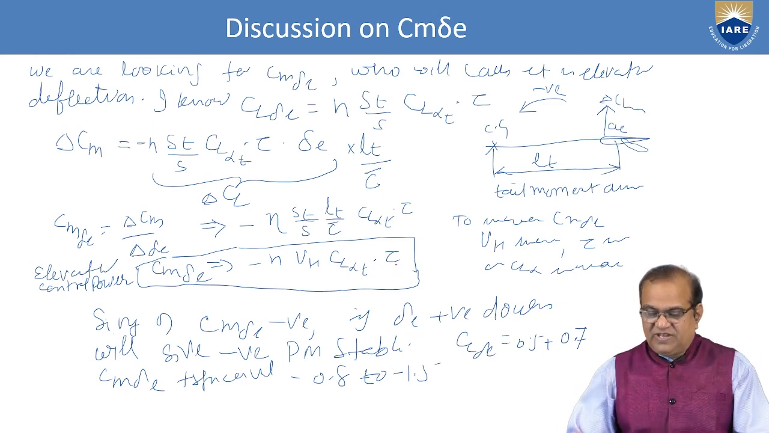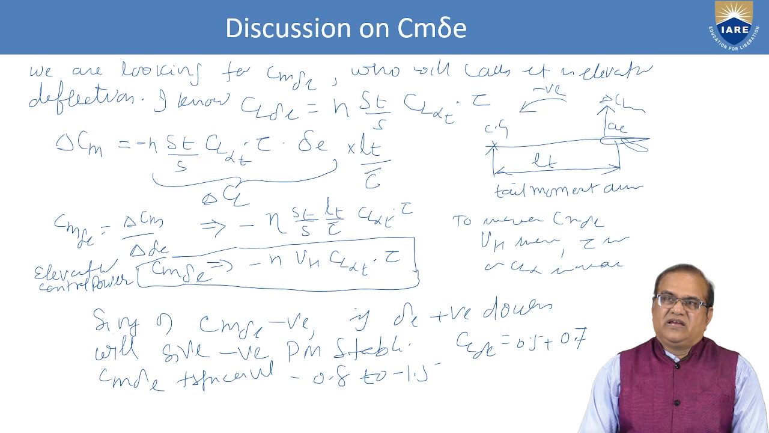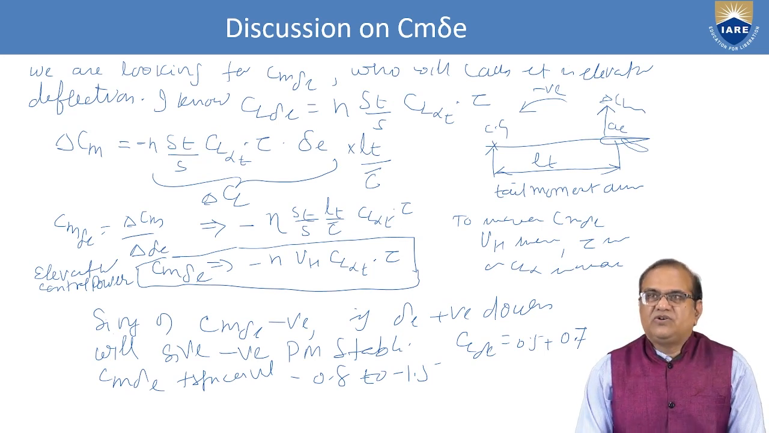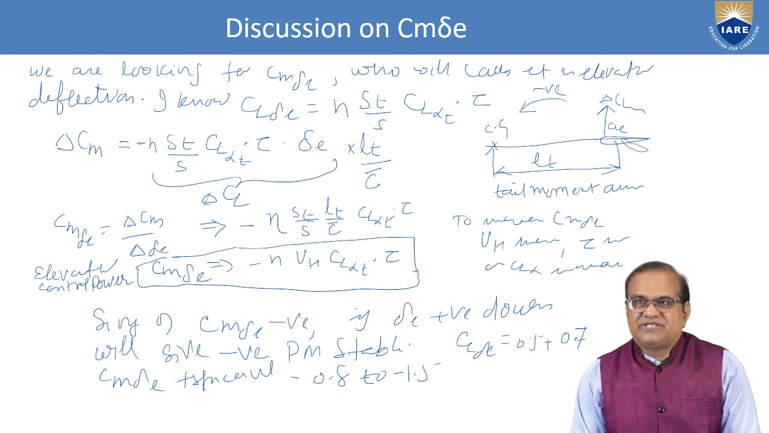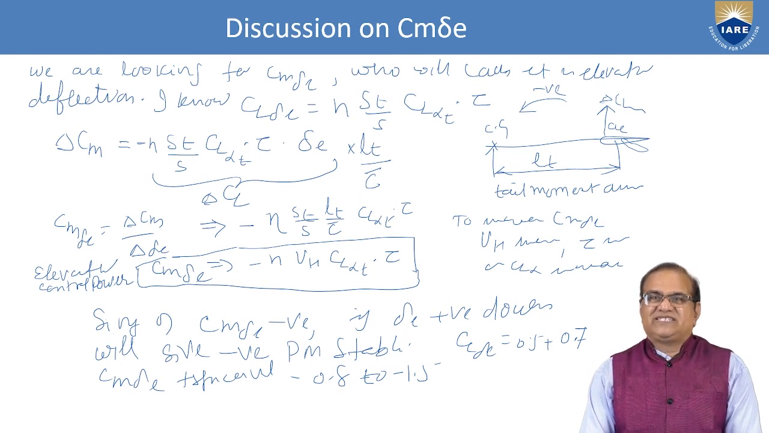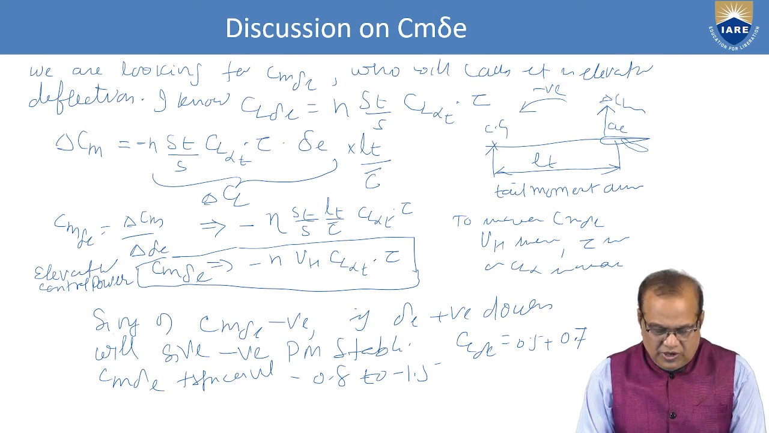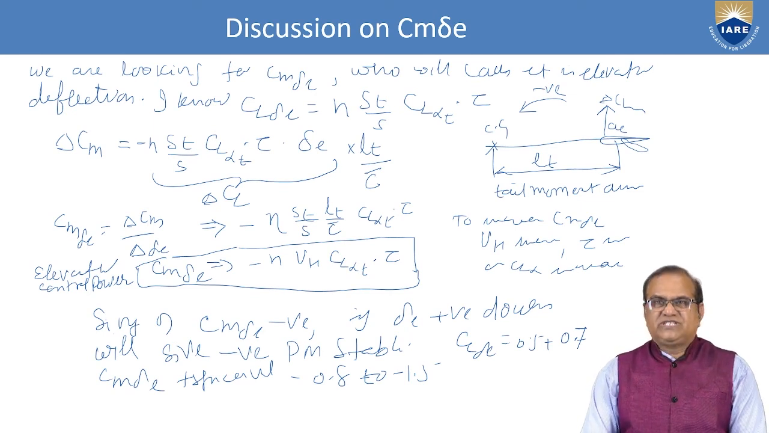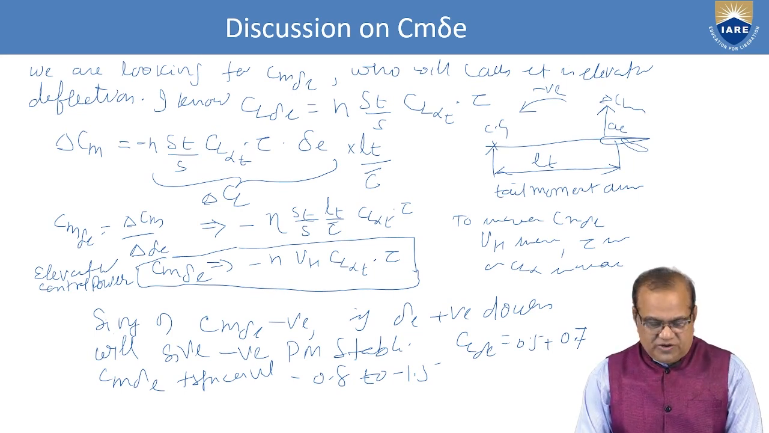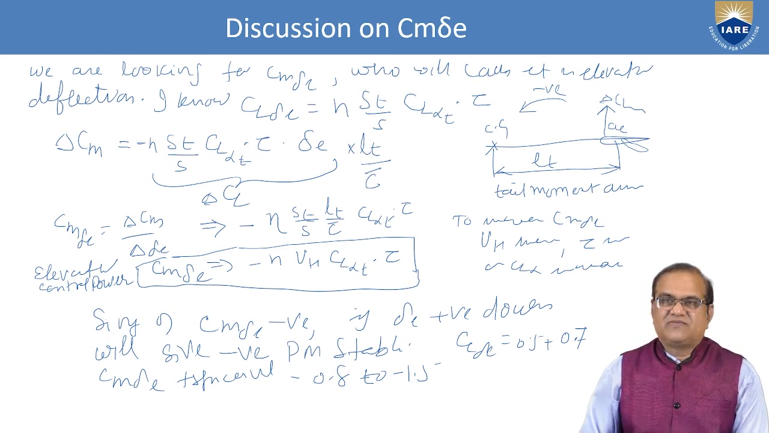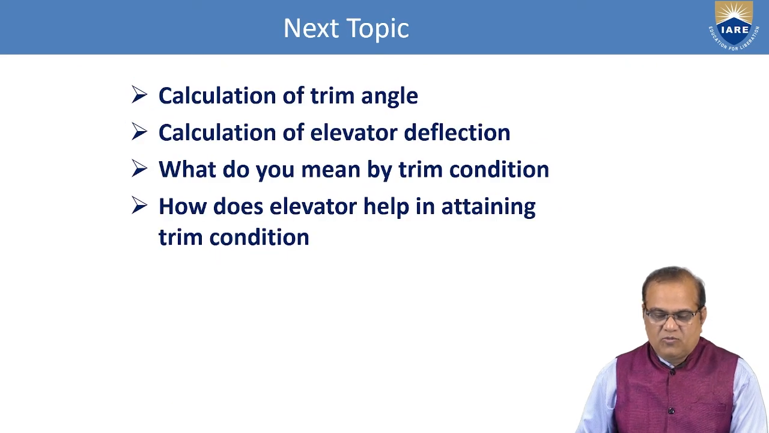Here VH is the tail volume ratio, and tau is a performance parameter, that is delta alpha by delta E. Cm delta E is negative: if delta E is positive, the downward deflection will give a negative pitching moment, which is stable, and if it is opposite, it will give a positive moment.